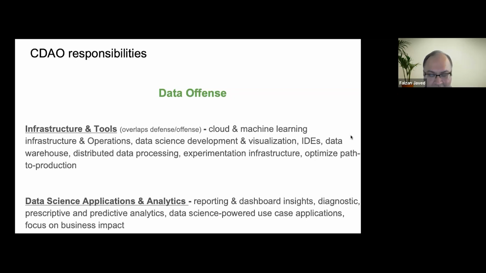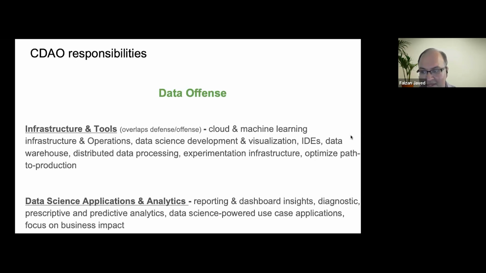So once you have all the data governance and privacy and the talent in place, the goal is to make sure that we have the right tooling in place, right? Tools and infrastructure to build analytics and data science applications. And this part can actually overlap also with the initial defense part, right?